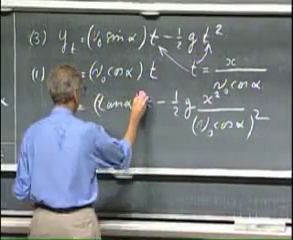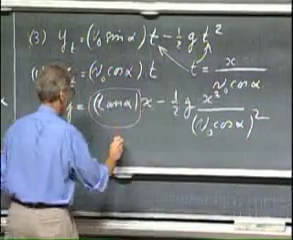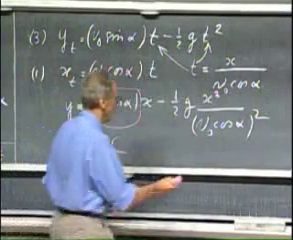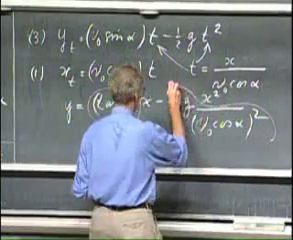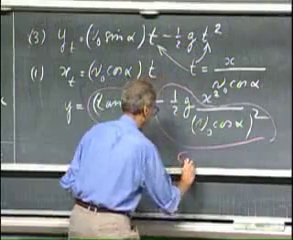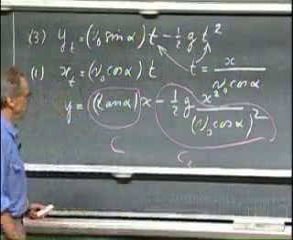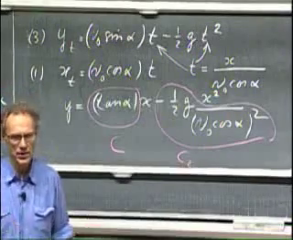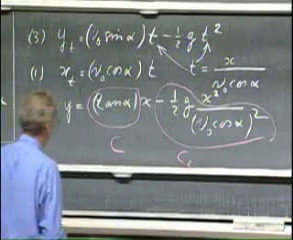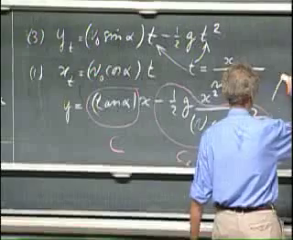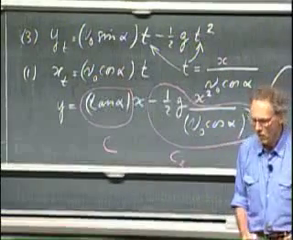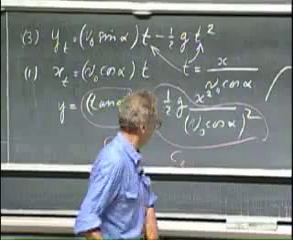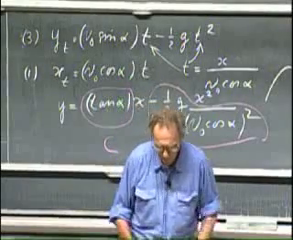And now look very carefully. y is a constant times x minus another constant times x squared. That is a parabola. It's a second order equation in x, and the parabola has this shape. So you see now, by eliminating the time, that we have here a parabola.